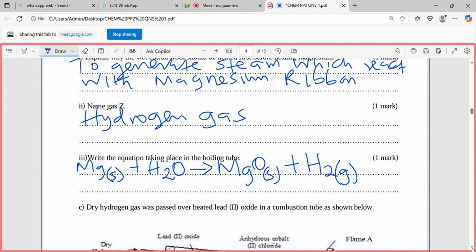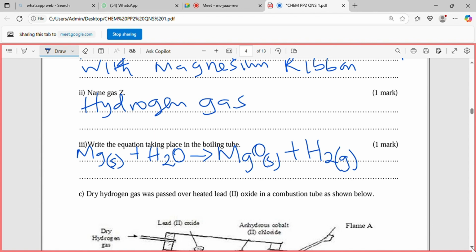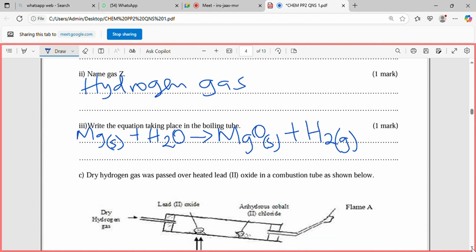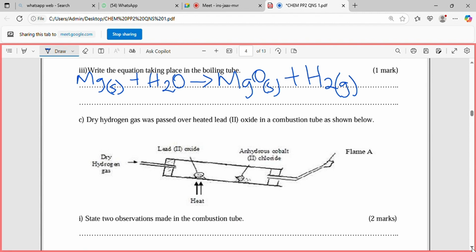Next, dihydrogen gas was passed over heated lead(II) oxide in the combustion tube, as shown. State two observations made in the combustion tube. Hydrogen gas is a reducing agent. It reduces lead(II) oxide to lead metal, while itself oxidized to water.